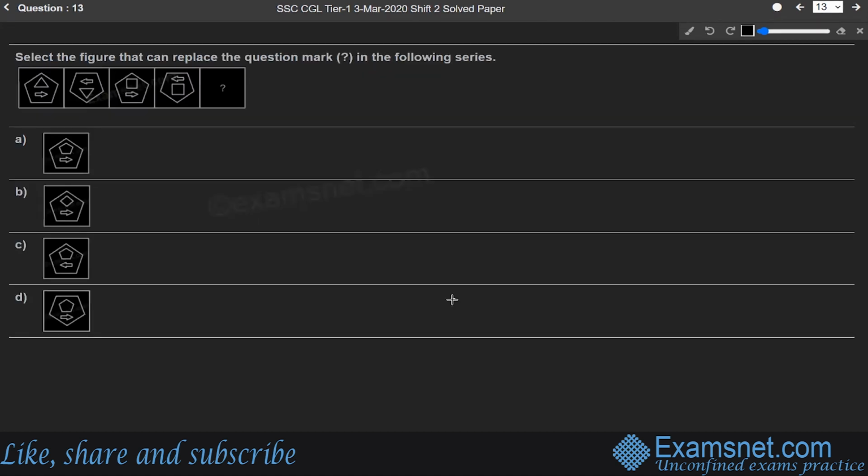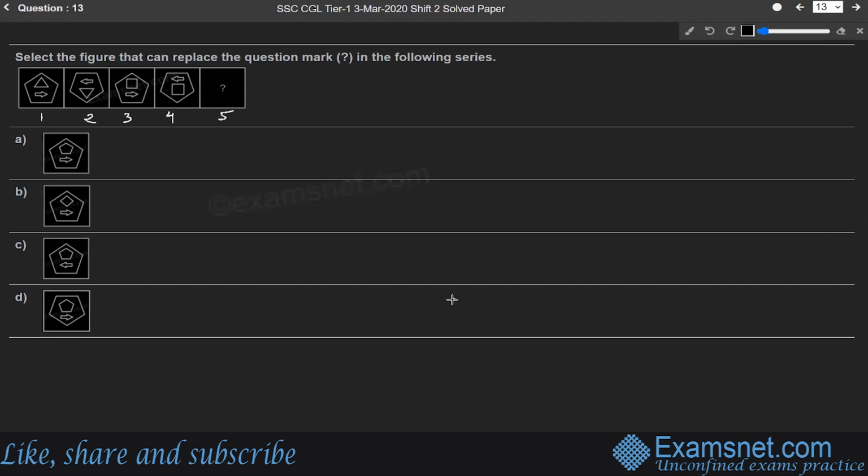Next question is, select the figure that can replace the question mark in the following series. You can see that a series is given here which consists of 5 different pictures. We have to identify the figure that will fit in the last picture which consists of question mark. So firstly, let us number them. 1, 2, 3, 4, and 5. Now, in order to get the correct figure, we need to understand the pattern or the logic behind this series, that how this series is formed.